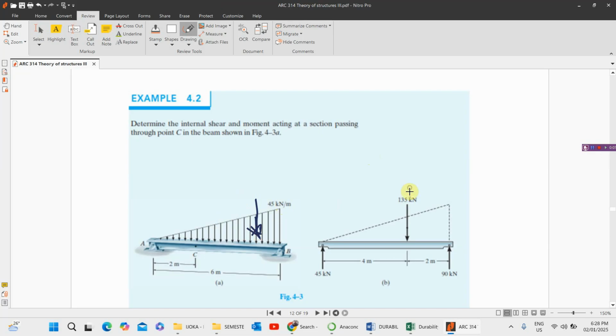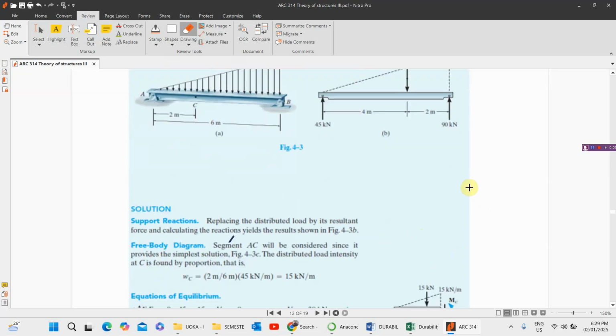So that 135 will be acting at this particular place, at 1/3 from here to here. And 1/3 of the length is just 2 because the whole length is 6. So 1/3 of 6 is 2, and the 2/3 is 4 meters from this particular point. So we have 135 acting at this particular point. Let me quickly erase what I have here. So let's go to the next point.